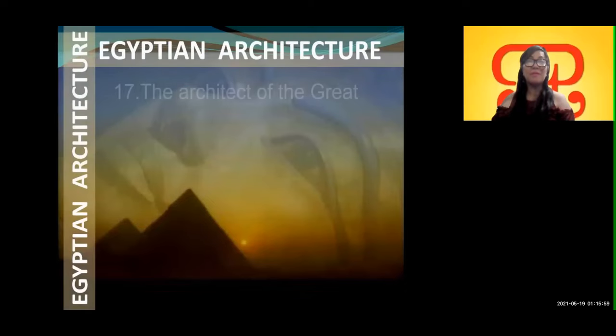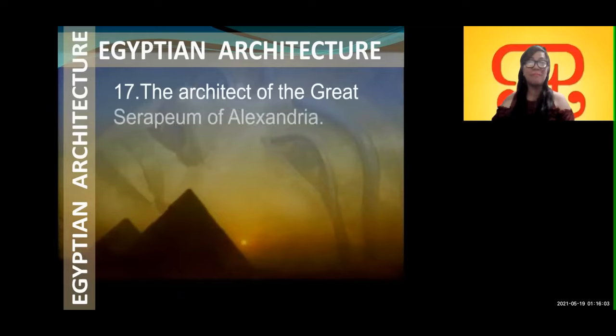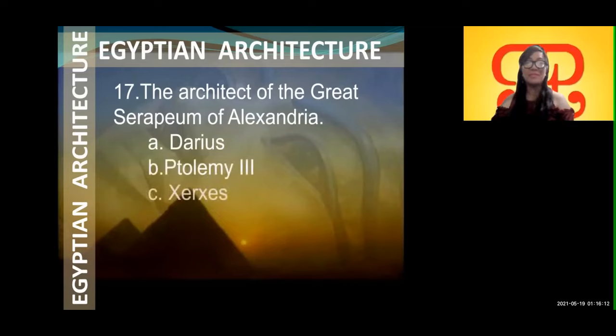Next we have number 17, the architect of the great Serapeum of Alexandria. Is it A, Darius? Is it B, Ptolemy III? Or is it C, Xerxes? Or is it D, Democritus? So the answer here is, it's Ptolemy, letter B, the third.